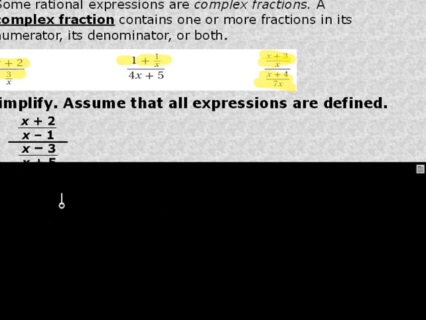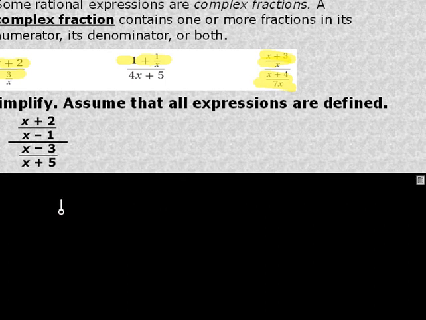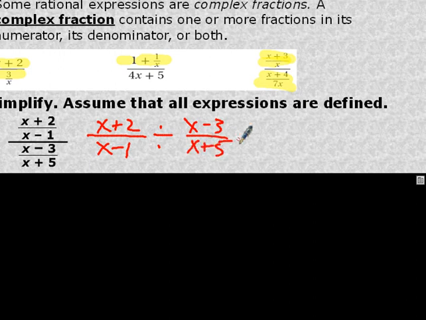Here's our first one. Well, remember, this is basically a division problem. So the first thing you're going to do is rewrite it: x plus 2 over x minus 1 divided by x minus 3 over x plus 5. So it's basically just a division problem. What do we do? We flip over, take the reciprocal of this, and then do a multiplication.